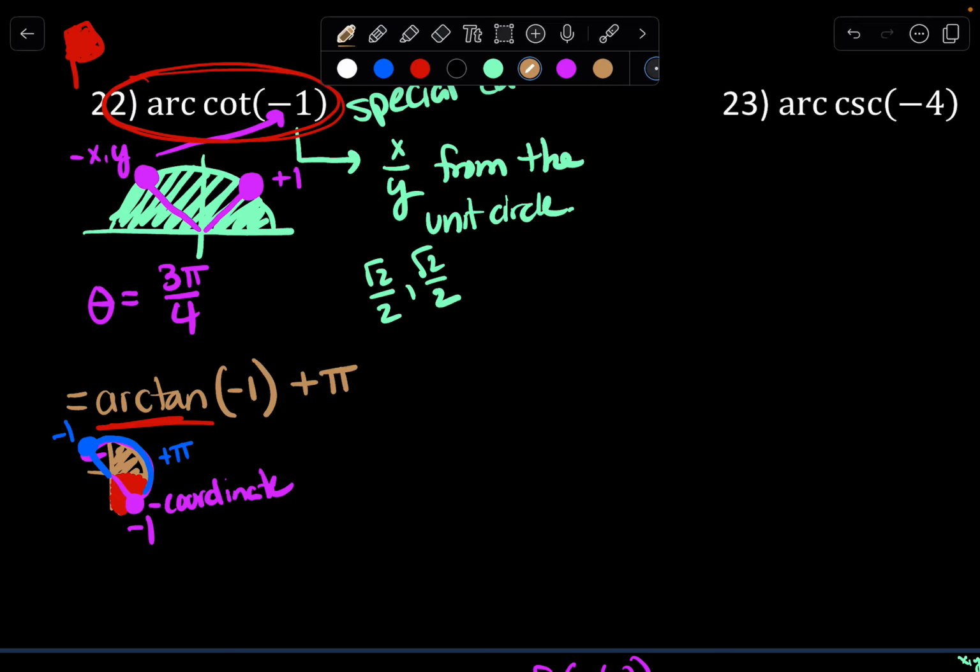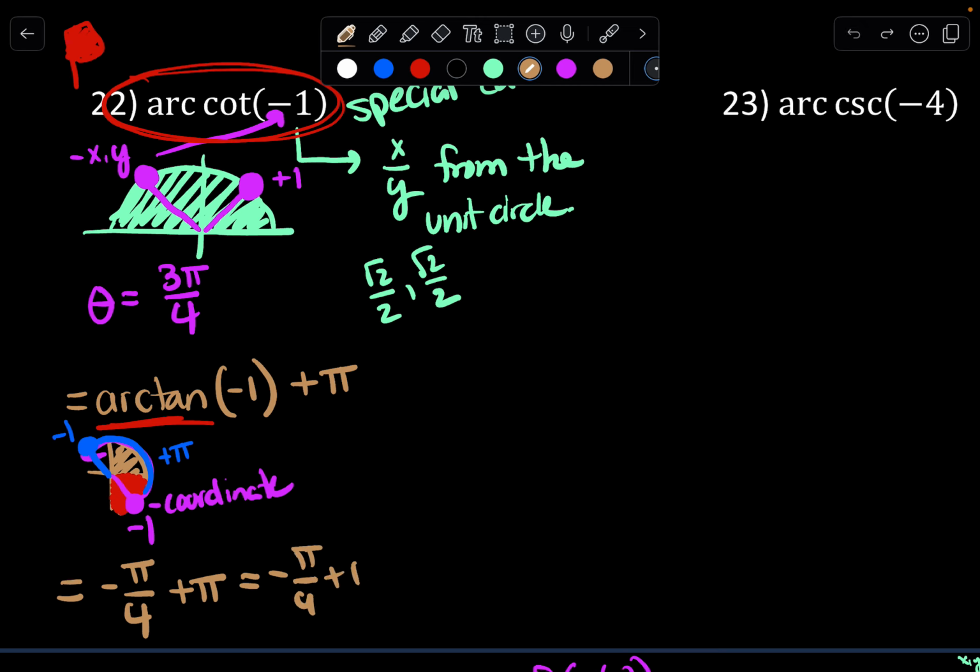So if you have a negative input for arc cotangent and you switch to arctangent, you're going to have to add pi. So if we stay in arctangent, arctangent of -1 is going to be -pi/4 because it's in quadrant 4. And then because we're dealing with arc cotangent originally, we have to add pi. So we get -pi/4 plus pi.